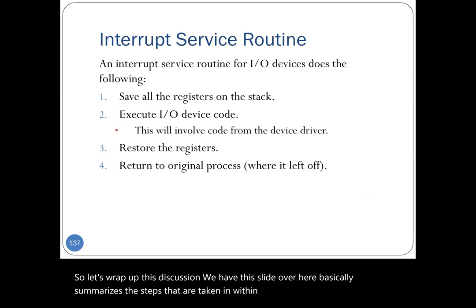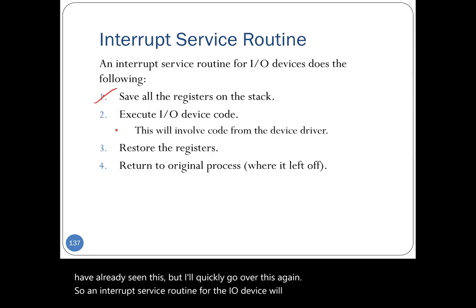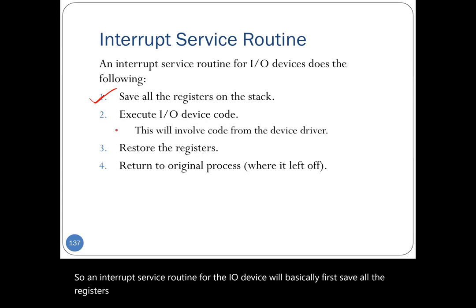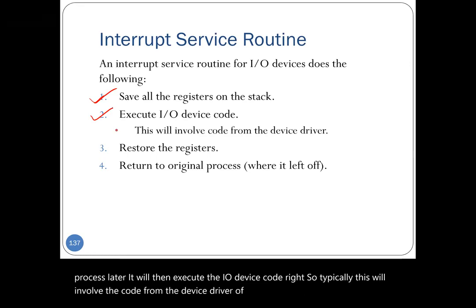We have already seen this, but I'll quickly go over it again. An interrupt service routine for the IO device will first save all the registers on the stack. This will help us resume the execution of the suspended process later. It will then execute the IO device code. Typically this will involve the code from the device driver of the device that has raised the interrupt.